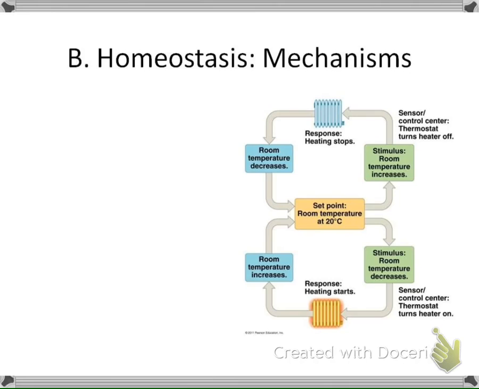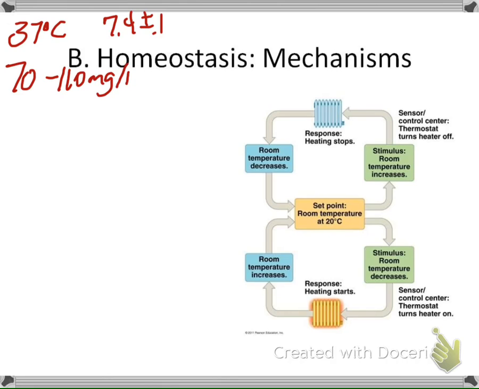In humans, we have a body temperature of about 37 degrees Celsius. Blood pH is 7.4 plus or minus 0.1. And blood glucose levels should be between 70 to 110 milligrams of glucose per 100 mils of blood.